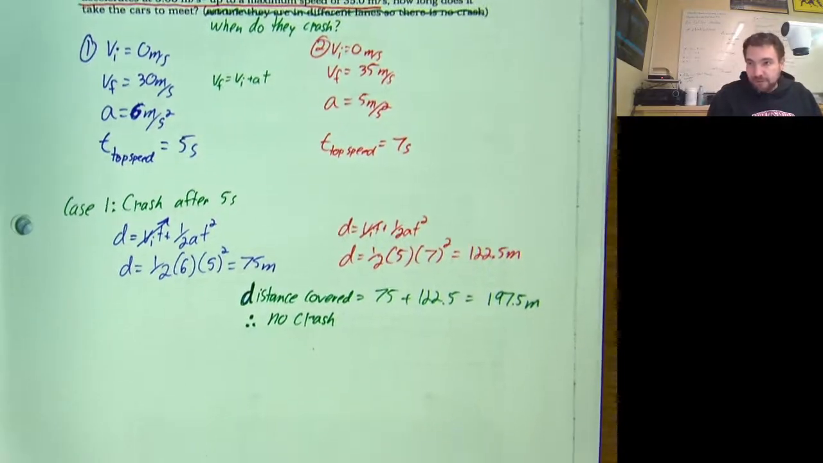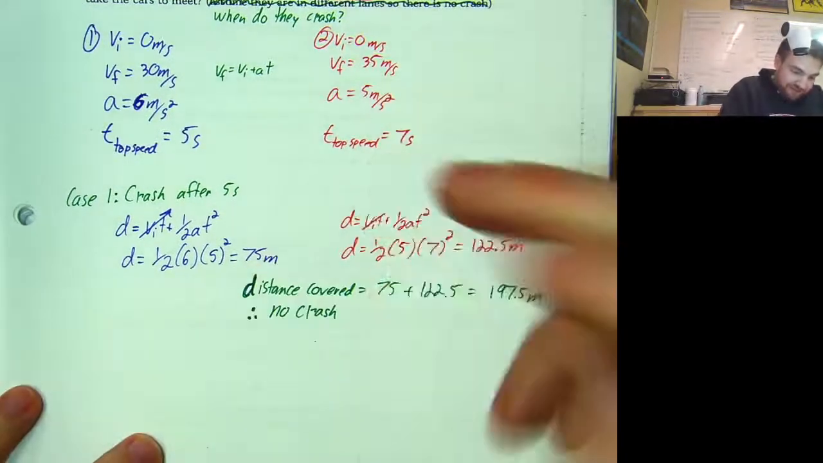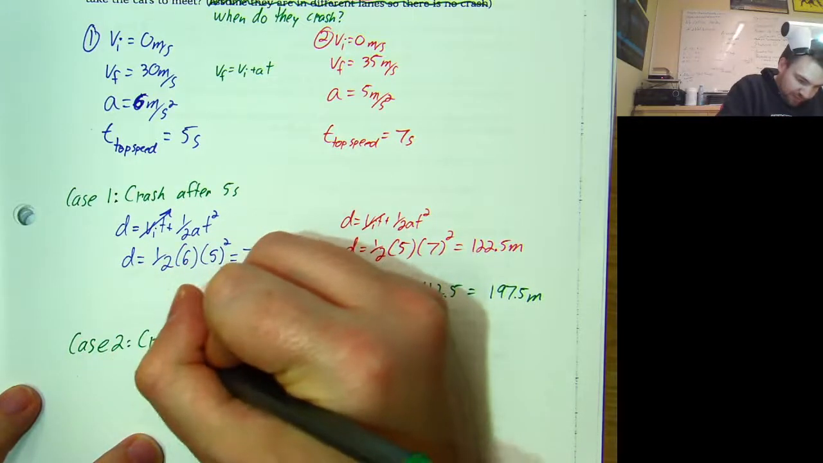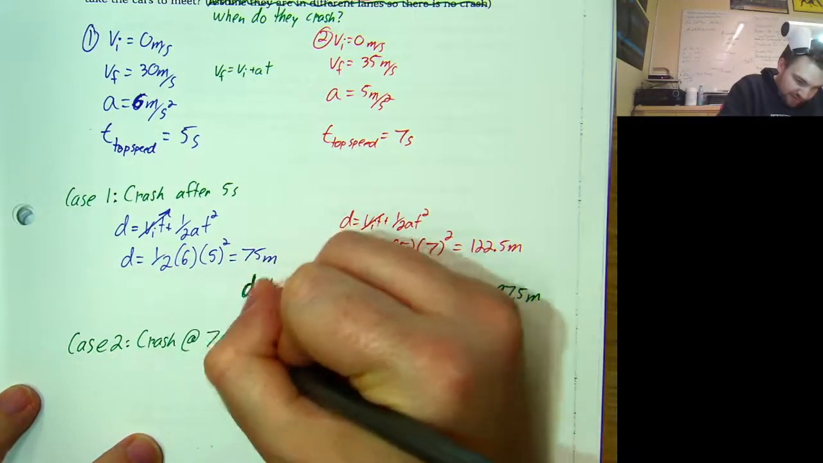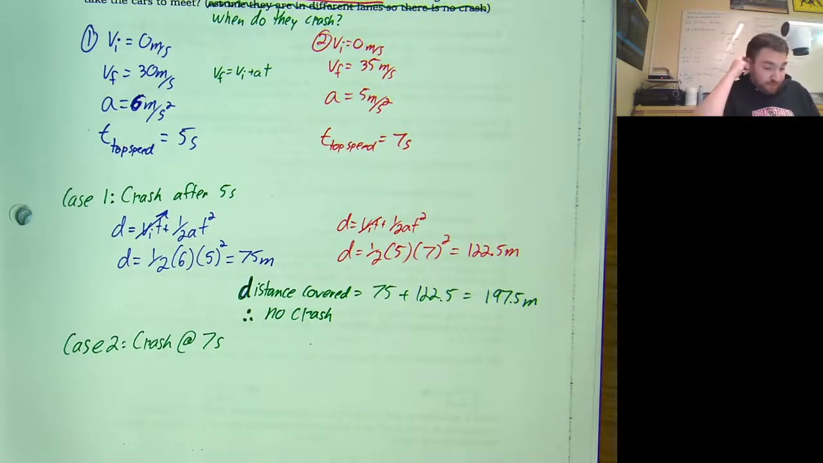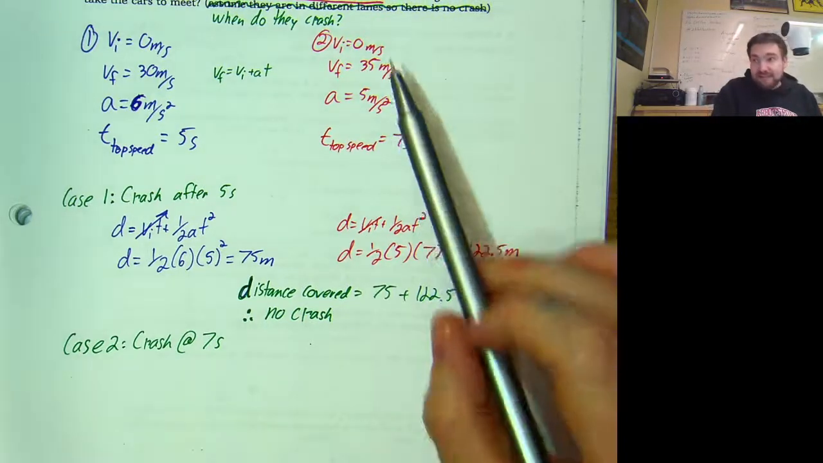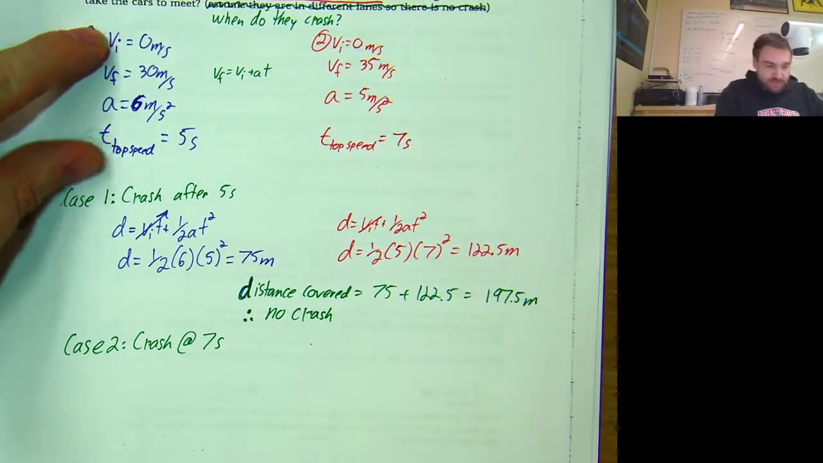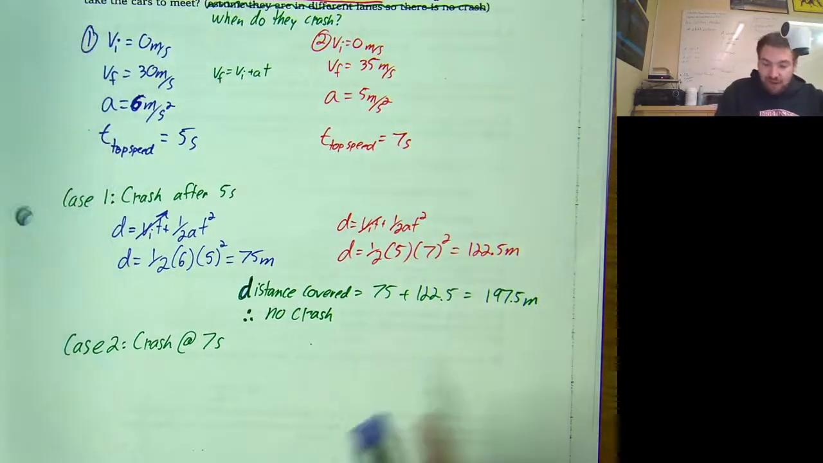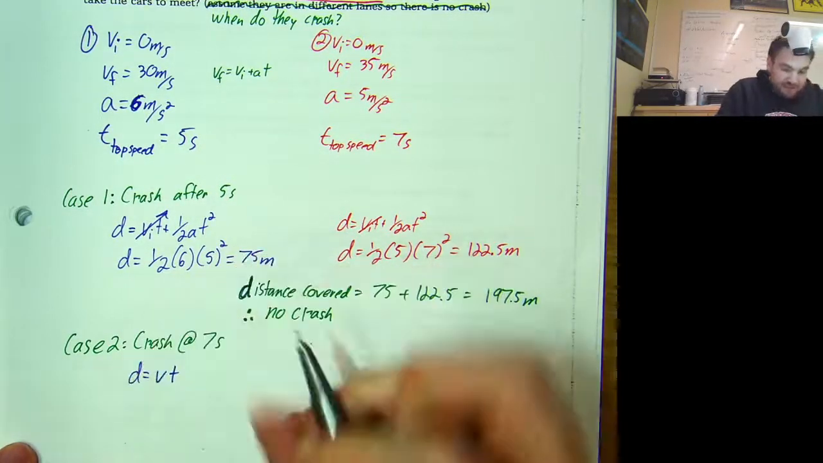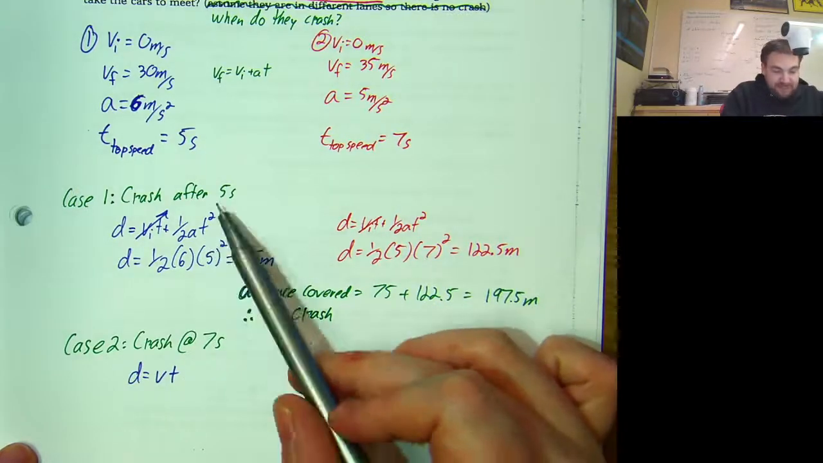Okay, so let's see if they've crashed after the other one's done accelerating. Case 2, crash at 7 seconds. This is where things get interesting, because up to 7 seconds this red guy is still accelerating, but now we've got a constant velocity here. So my formulas are going to change. Now I'm going to use d equals VT to figure out the distance covered between the 5 seconds and the 7 seconds.